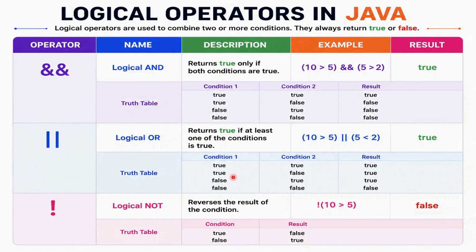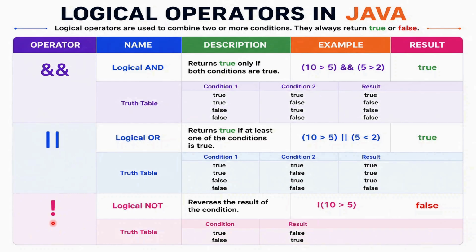So we have first condition is true, second is false. So since first condition is true, the result will be true. Next we have false, then we have true, one condition is true, so the result is true. If both the conditions are false, then the result will be false. So this is all about the OR operator.